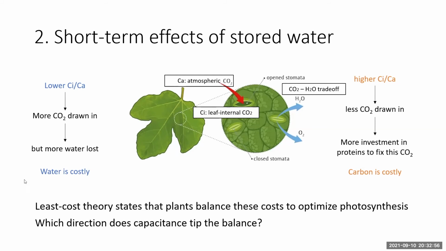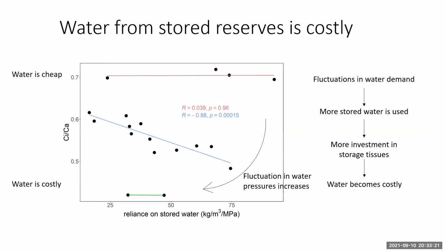of water. So in which direction does this go? If plants have higher reliance on stored water, does that make water costly or does that make carbon costly? And so we looked at these Ci/Ca values, which we measured again using those LI-COR machines that I showed a photo of. The same machine which measures photosynthesis gives us that value. And we found that plants which, here on this end, have higher reliance on stored water were able to maintain a lower Ci/Ca value, if you look at this blue line.